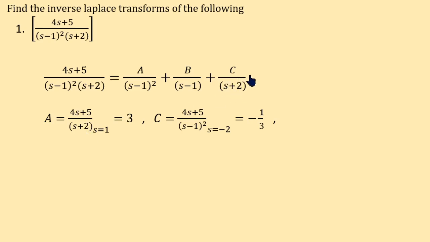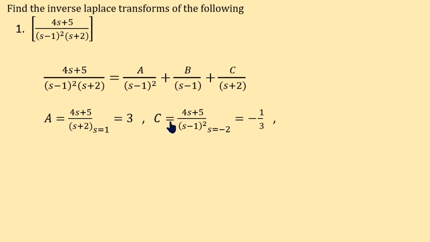And similarly, to find the value of c, in the left hand side close s plus 2, write the remaining term, that is 4s plus 5 by s minus 1 whole square, and the denominator of c becomes 0 when s is minus 2. So put s equal to minus 2. You can use a calculator also. How to use the calculator for this? First you make minus 2 as answer, minus 2 equal to, then type like this: 4 answer plus 5 by answer minus 1 whole square. So you will get minus 1 by 3.